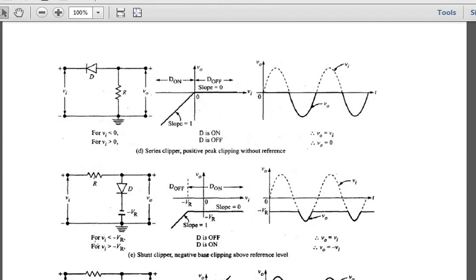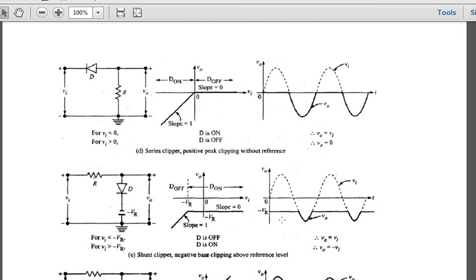So the condition here: when the input voltage is less than minus VR, the reference voltage, the diode will be off, and your output voltage will be equal to the input voltage. Now, when your input voltage is greater than your reference voltage, the diode will be on, in the conducting mode. So your output voltage will be equal to minus Vi, because it is an open condition. Whatever the input you have here will act as the output.